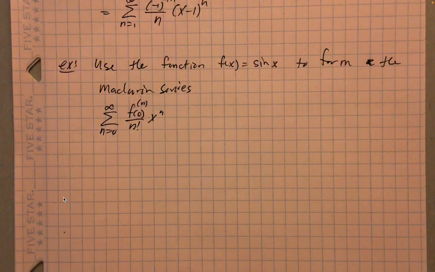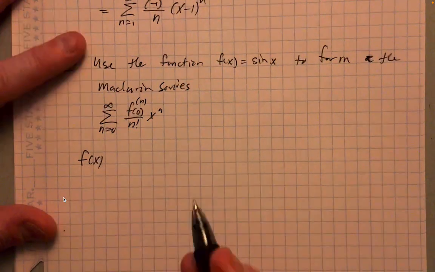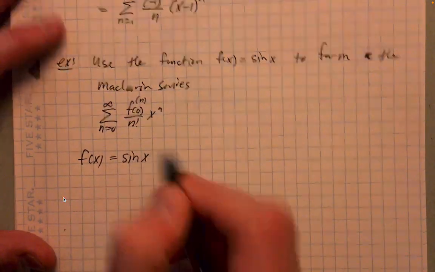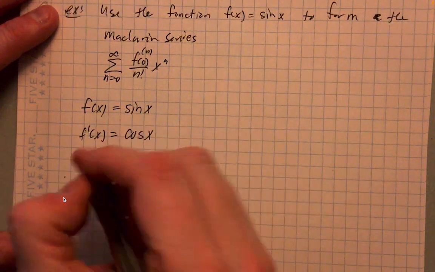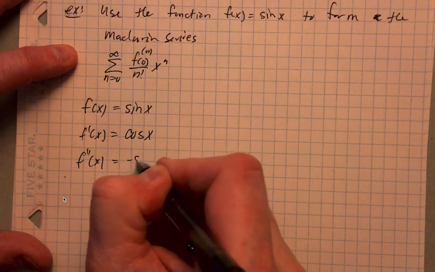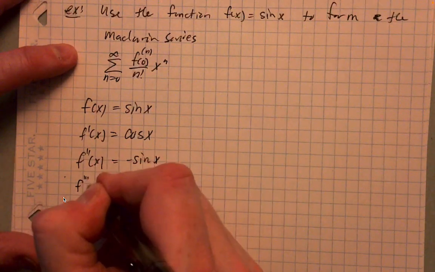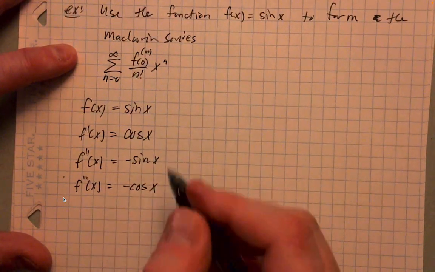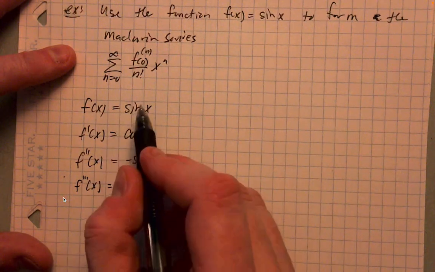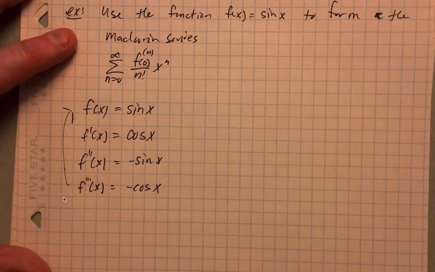Okay, so we need to know the pattern of the coefficients. And the pattern is going to come off of the function f, here sine of x. So let's figure out what that looks like. f of x equals sine of x, f prime of x equals cosine of x, f double prime of x equals negative sine x, f triple prime of x equals negative cosine of x, right? And then the pattern will just repeat itself. We'll hop back to sine x.